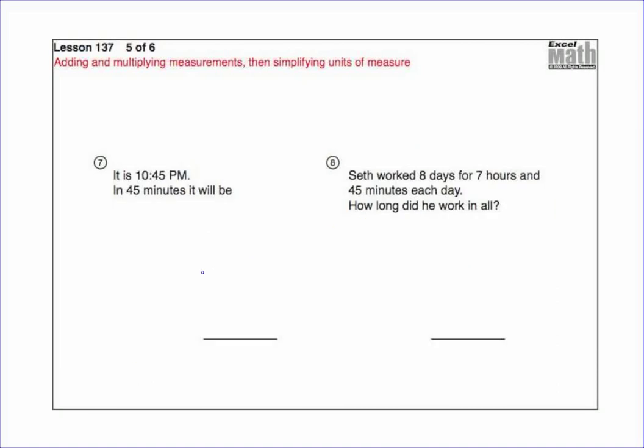All right, here are 2 more problems. Pause the video and turn it back on when you're ready for the solution.